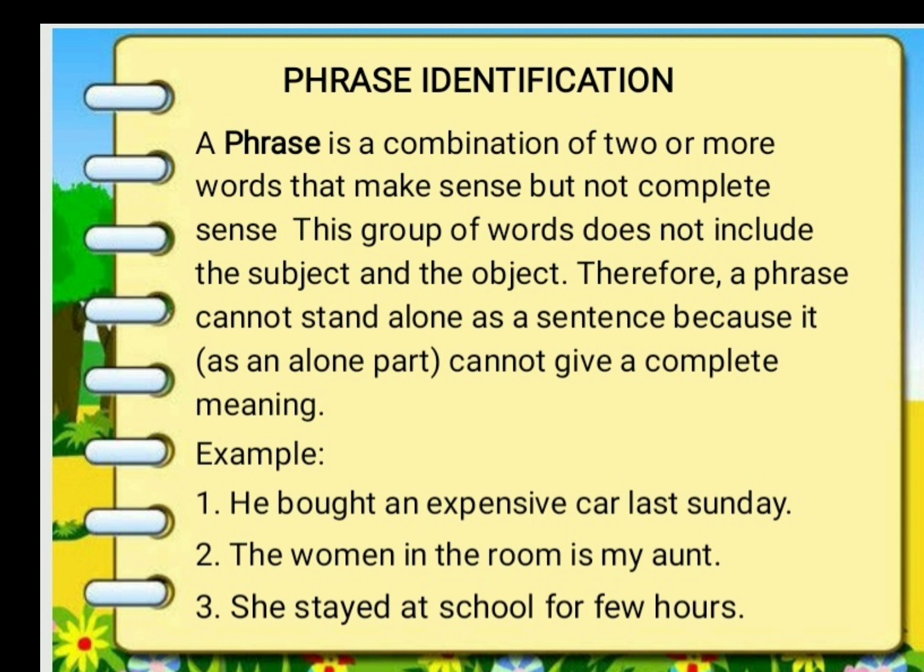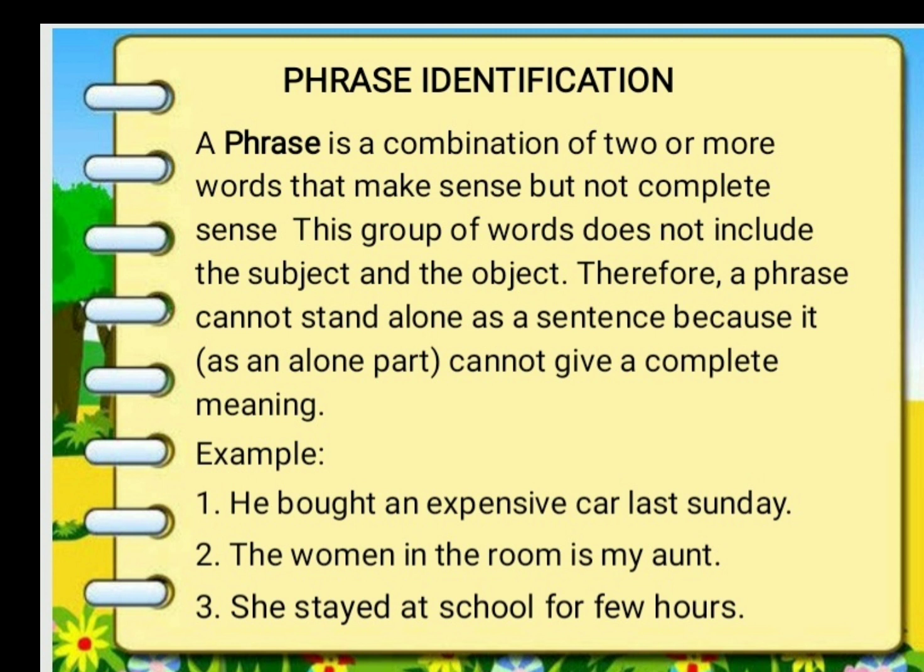Because we already know a phrase is a combination of two or more words that make sense but not complete sense. So expensive does not include the subject and the object. At saka we already know a phrase cannot stand alone as a sentence kasi it's only a part.